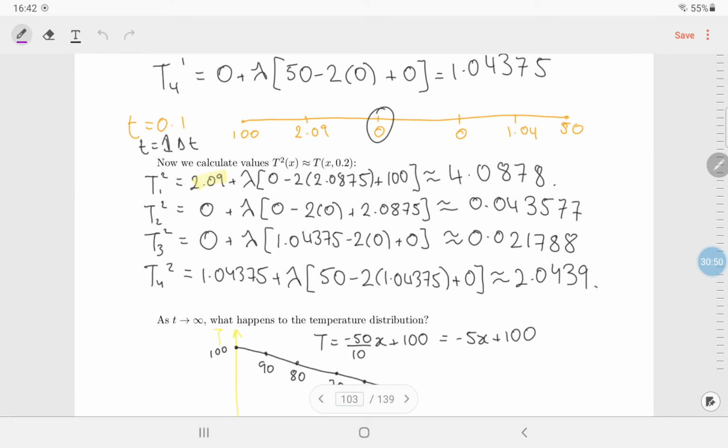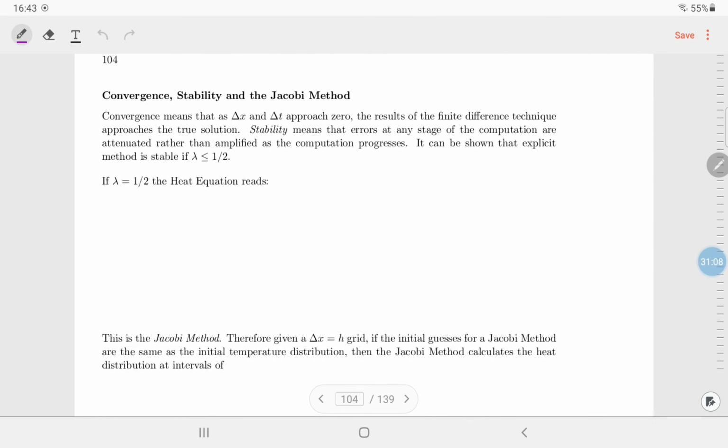this, which is supposed to approximate the temperature at a distance of 4 and a time of 0.2. As you make delta x and delta t very, very small, while keeping lambda small at the same time, not easy, these calculations become more and more accurate. That's what convergence means.